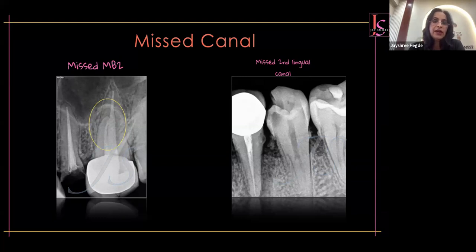So in the first image, you have a missed MB2, which is one of the most common among all missed canals. The second most common is your lower anteriors. And the third one is your premolars. Now, this MB2 is not seen only in the 6s. You have MB2 even in upper 7s, and in around 50% of cases you will have MB2 in upper 7. So you have to look for it. Only if you know that there could be another canal, you will look for it.